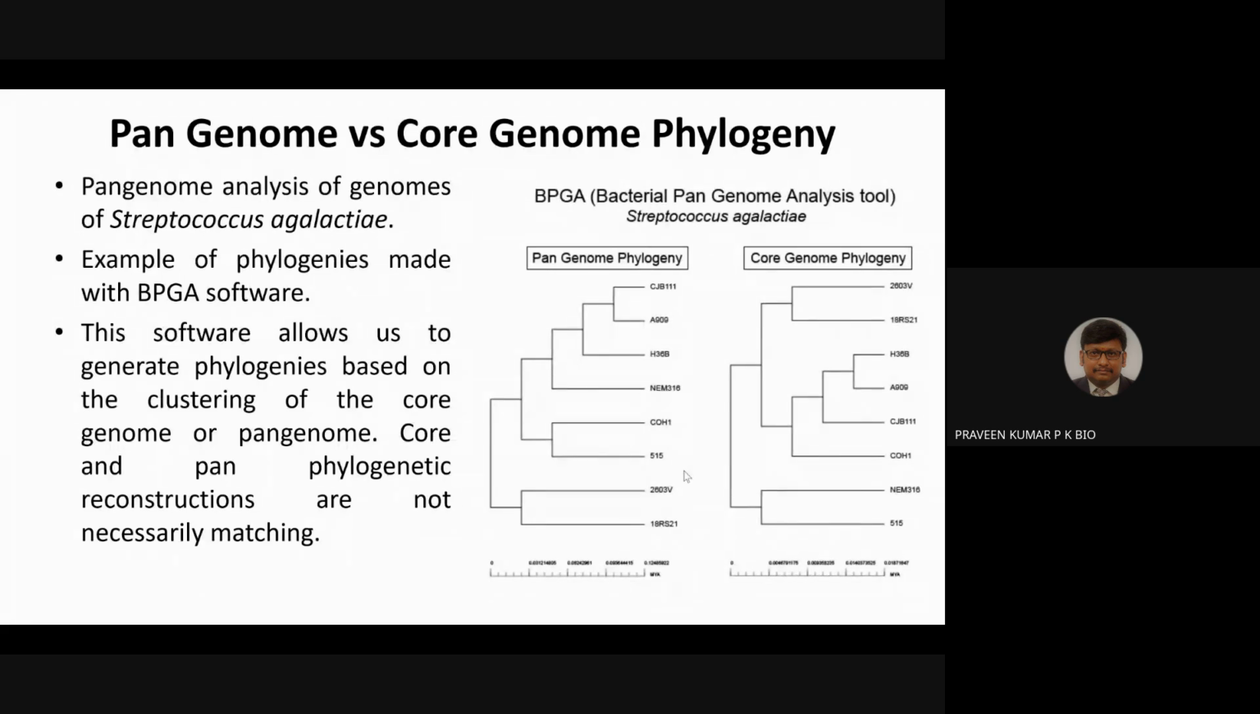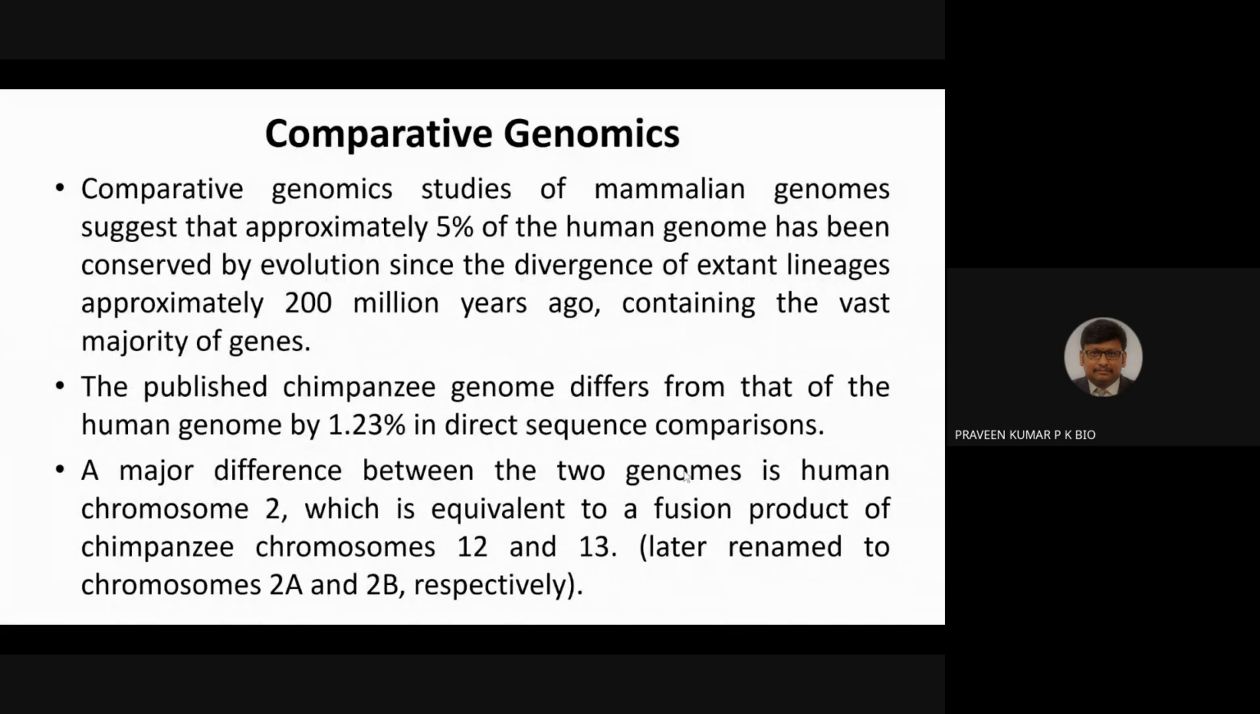And pangenome versus core genome, comparative genomics. Okay, I told you what is core genome, pangenome. Now comparative genomics. If you want to compare the human genome with other species, generally we go with closely ancestral species, isn't it?